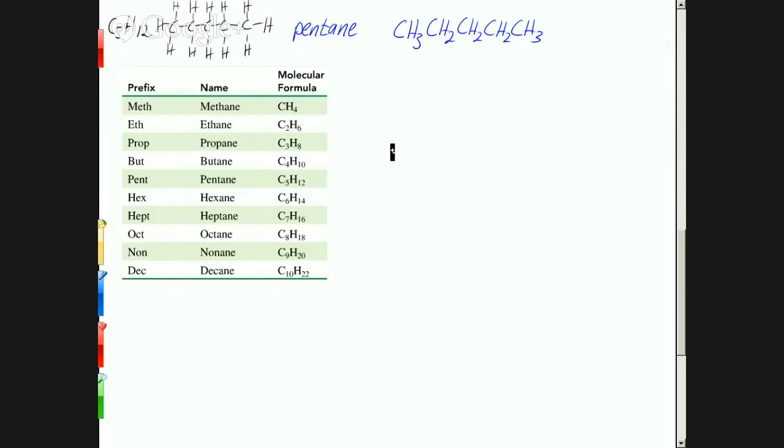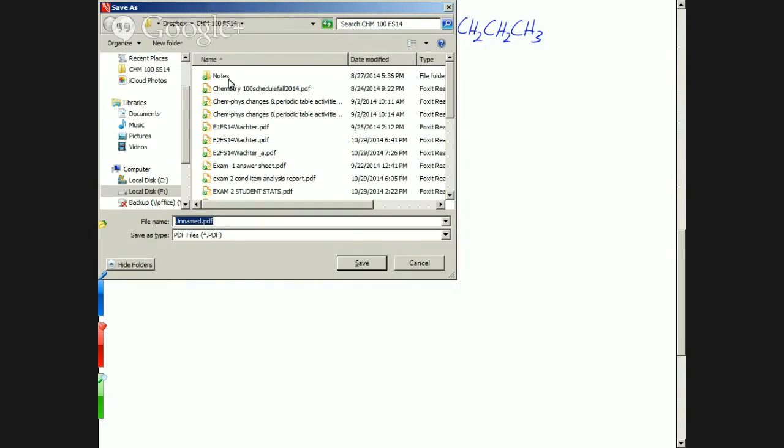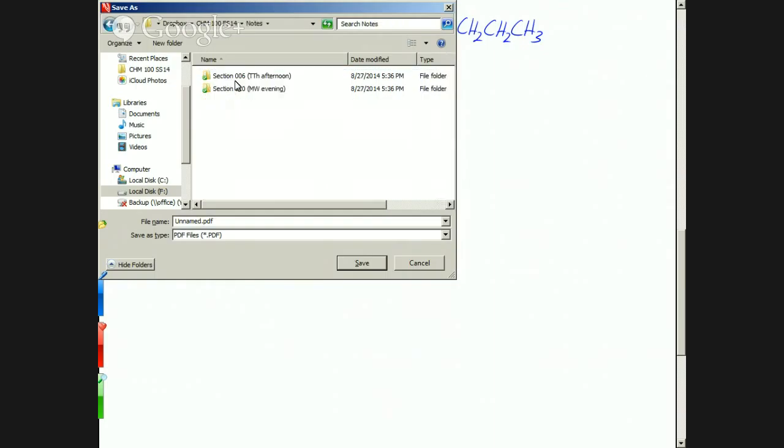But here are the names for the different sizes. So we did the first 5, and then after pentane comes hexane, heptane, octane, nonane, and decane. You see that? I think you need to know the first 6. We can check that to make sure. This is for the test or the final? Both.